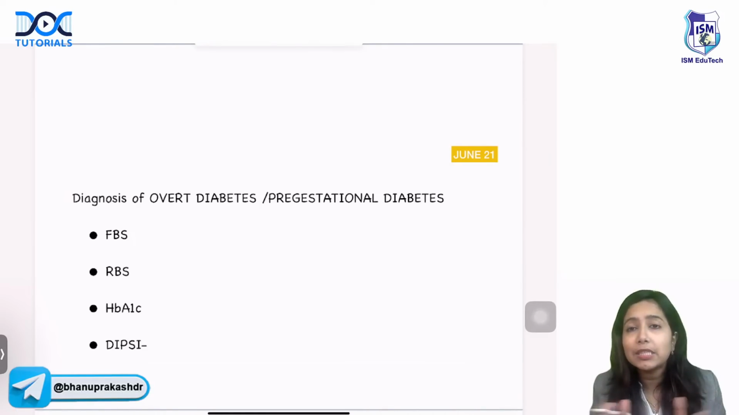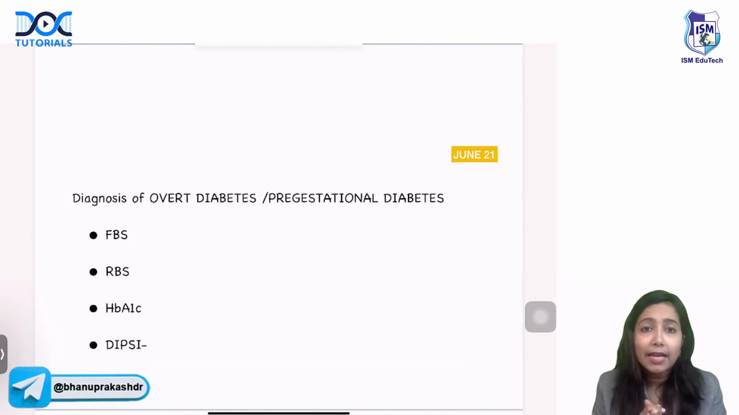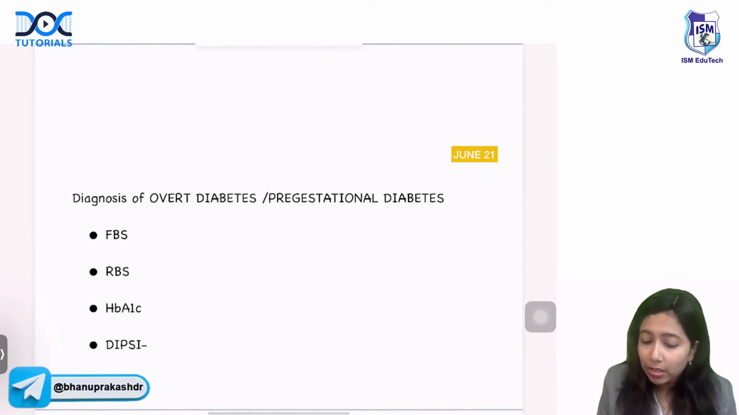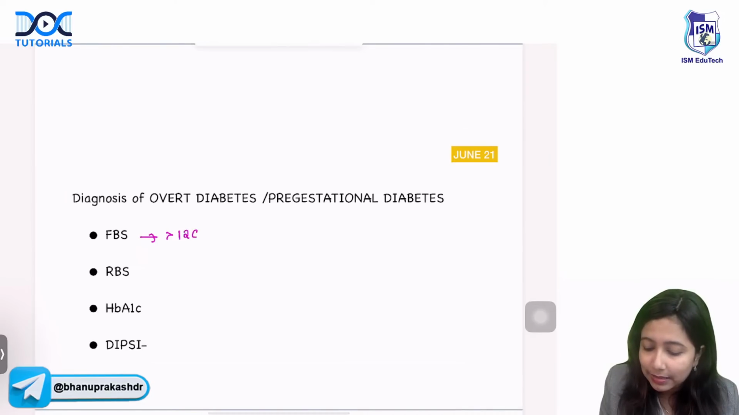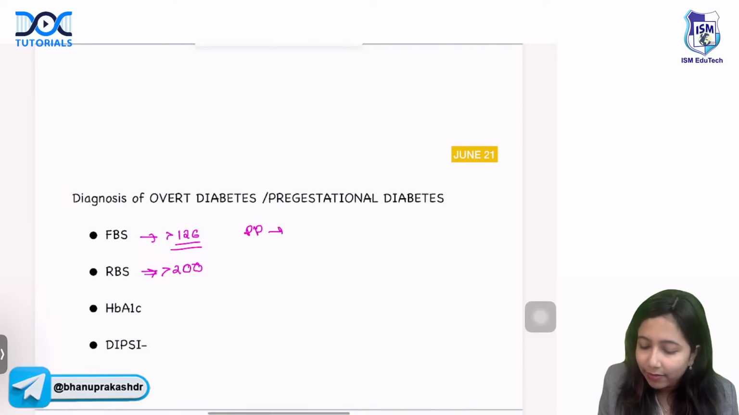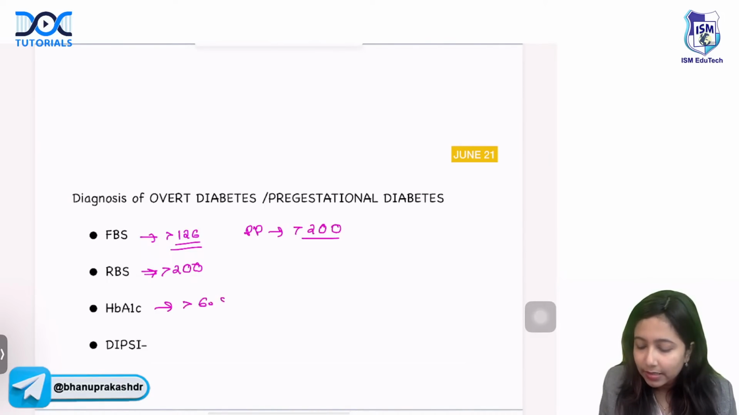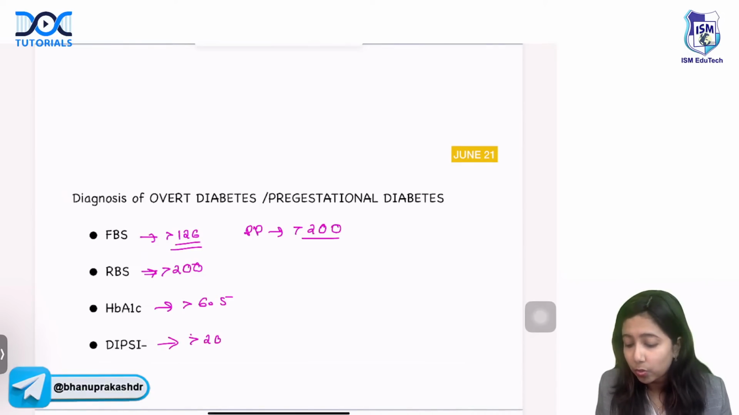What are the non-pregnant state levels which you studied in medicine? What is the cutoff for a person who is not pregnant? When will you call the person as diabetic? The fasting when it is more than 126. Any random blood sugar more than 200. Postprandial levels more than 200. HbA1c more than 6.5. And DIPSI levels, when I do DIPSI, even that is more than 200.